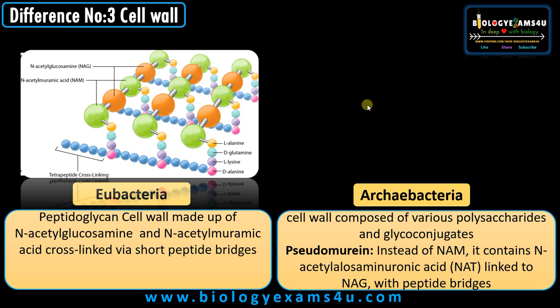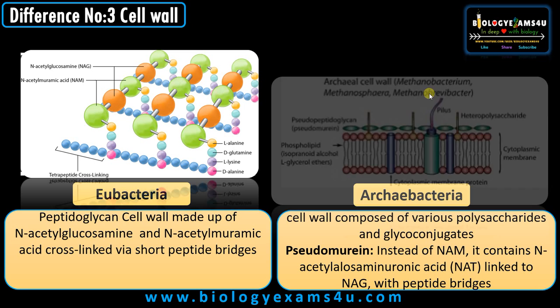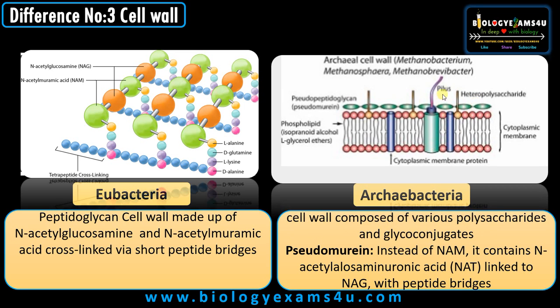Whereas the Archaebacterial cell wall is quite distinct. It is composed of various polysaccharides and glycoconjugates. In some Archaebacteria, there is pseudopeptidoglycan, also called pseudomurein. Instead of N-acetyl muramic acid, it contains N-acetyl talosaminuronic acid, or NAT, linked by peptide bridges or short peptide chains. They are called pseudomurein or pseudopeptidoglycan, as in the case of Methanobacterium, Methanobrevibacter, etc. So they have a distinct cell wall composition.